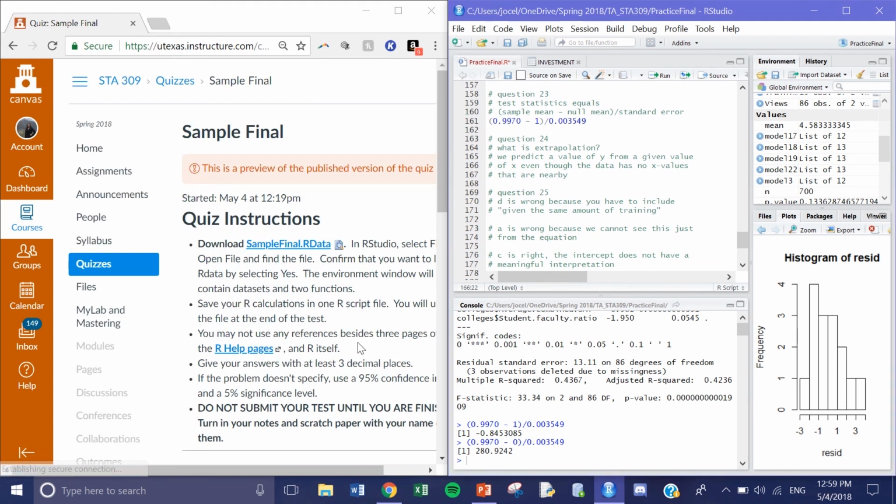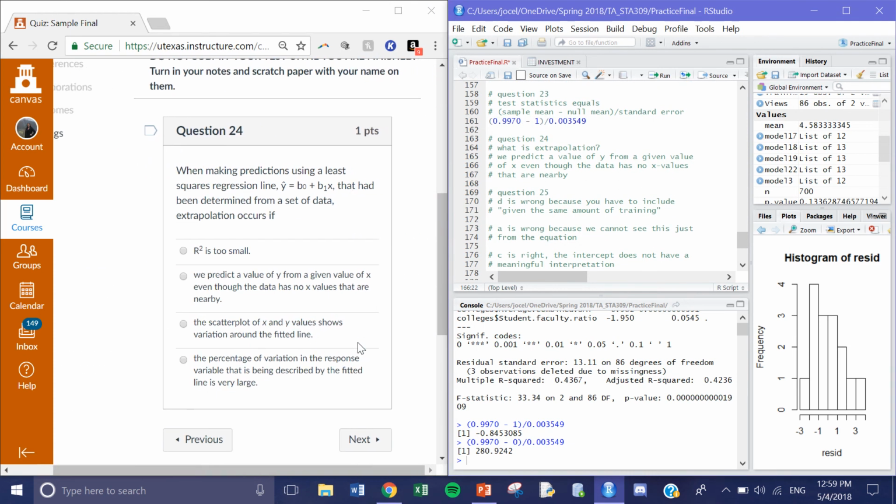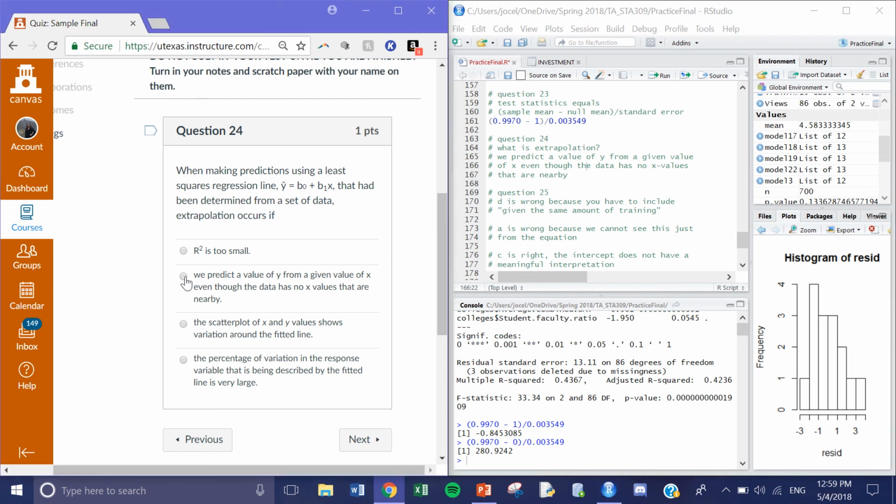Question number 24, another definition question. When making predictions using a least squares regression line, y hat equals beta 0 plus beta 1x, that had been determined from a set of data, extrapolation occurs if. So it's just knowing the definition of extrapolation, and that's just when we predict a value of y from a given value of x, even though the data has no x values that are nearby. That's just the definition of extrapolation.